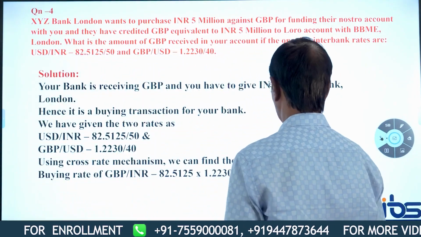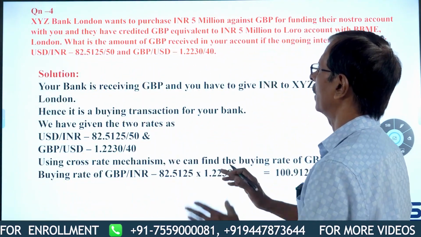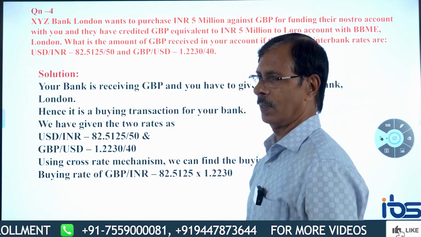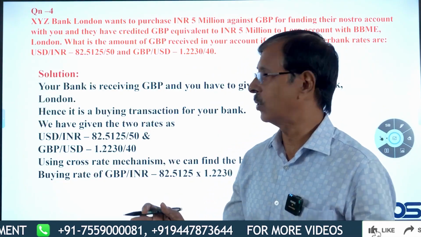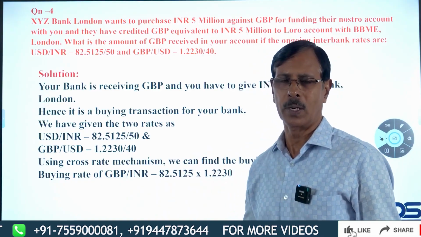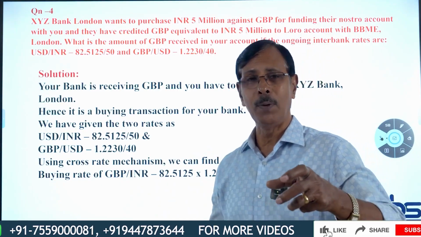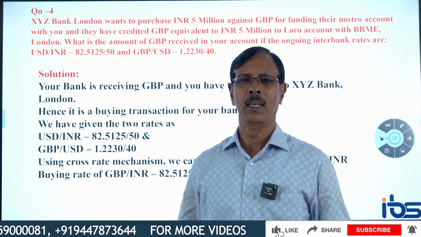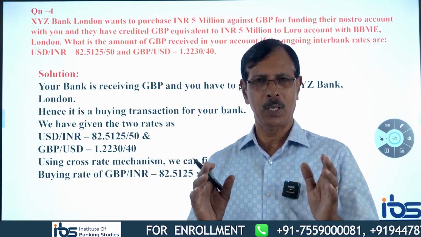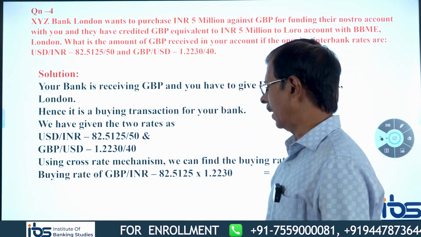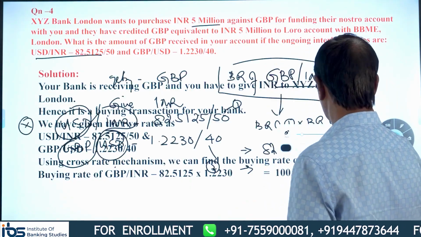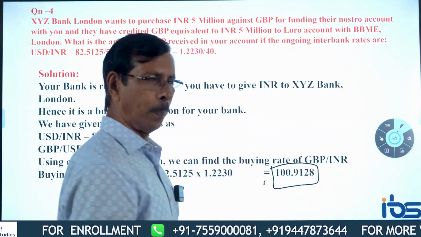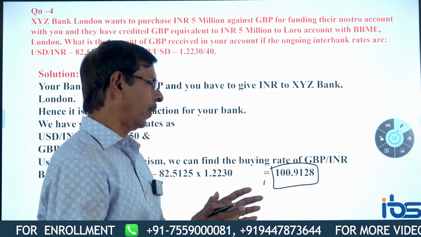So this is the rate. You got the rate. Now what's the question? The question is, what is the amount of GBP received in your account? There is no mention of the exchange margin, so you can ignore it. Now the question is, how much GBP is required to make 5 million Indian rupee? They are ready to give GBP equivalent to 5 million Indian rupee, and the rate applicable is 100.9128. So 1 GBP is equal to 100.9128.